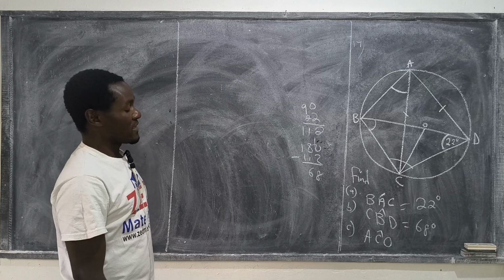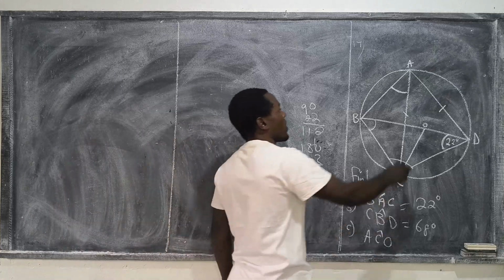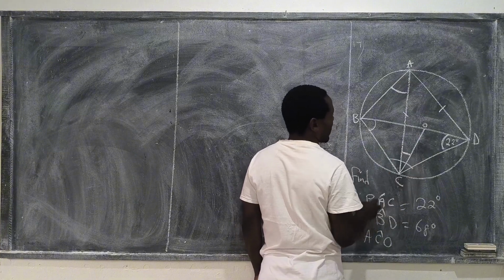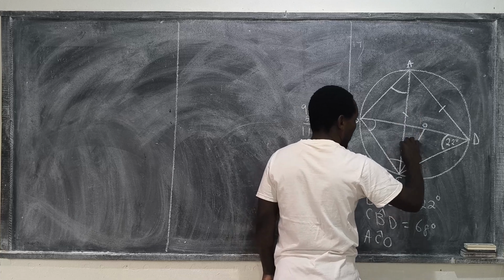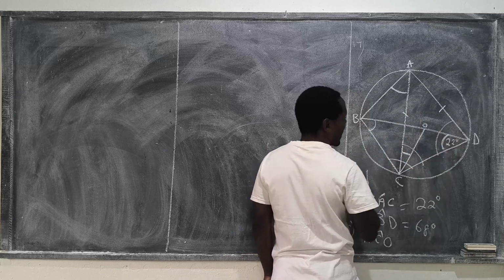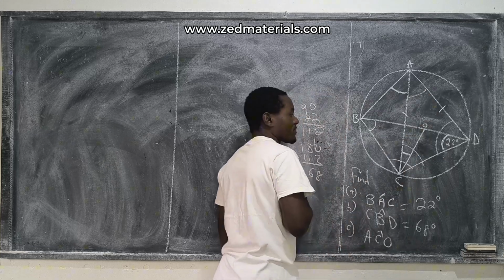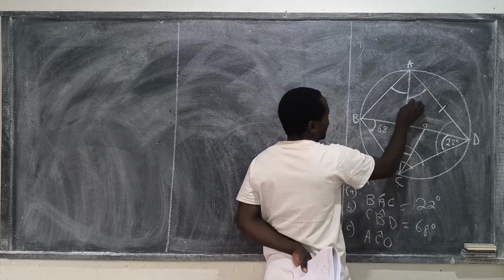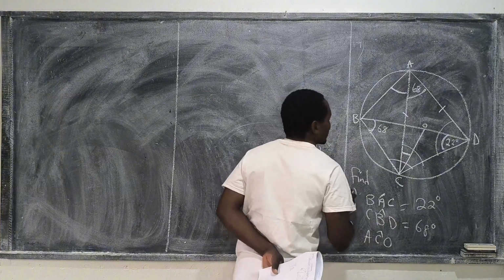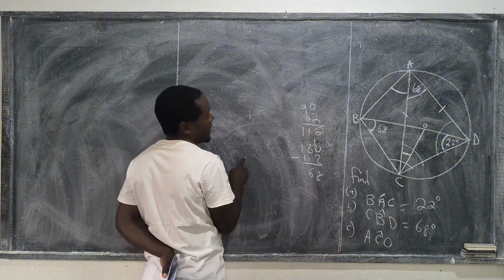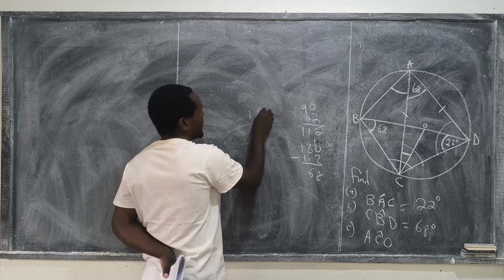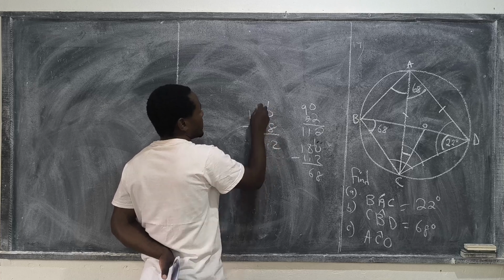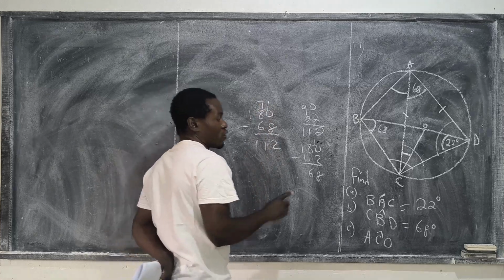That's it. Next, they are saying ACO. You need to find ACO, meaning you need to find this angle here. Remember, they are saying the whole of this angle and the whole of this angle are equal. So we need to know what this is. This angle and this angle are in the same segment. This is 68, this is also 68. So you say 180 minus 68, which gives you 112.